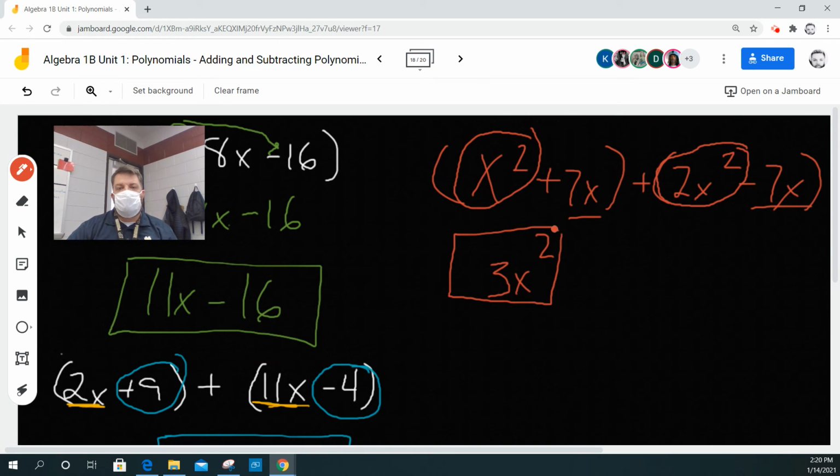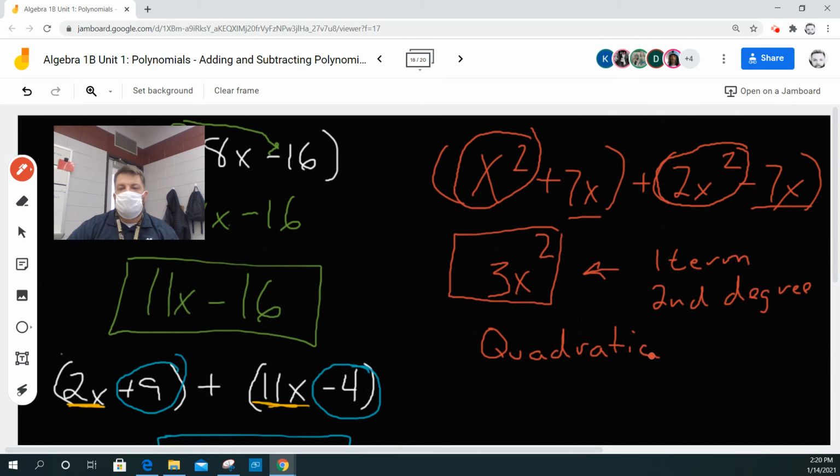But here's the thing. What is this? How many terms is that? It's one term. And what degree? You answered the different question. Yeah, what degree is this? It's the second degree. Right? So then that would be what we call a quadratic, because it's the second degree, and monomial because it's one term.